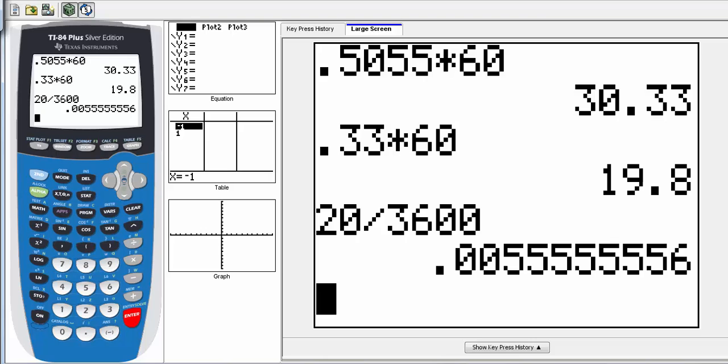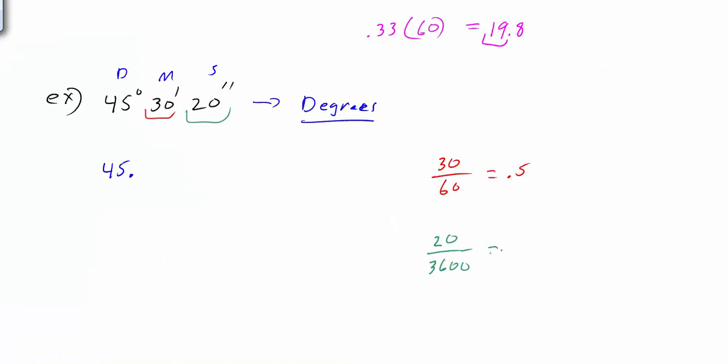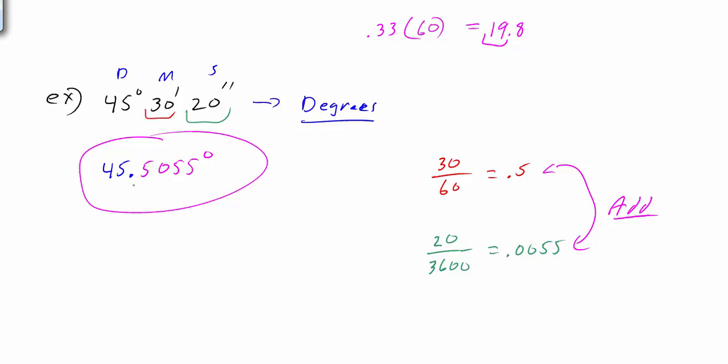So I'm going to bring that down as approximately 0.0055. So this is given the decimal part for the seconds. And now we want to take these two decimals and simply add them together. So if we add those together, we're going to get 0.5055. So there's our answer back in decimal form for degrees.